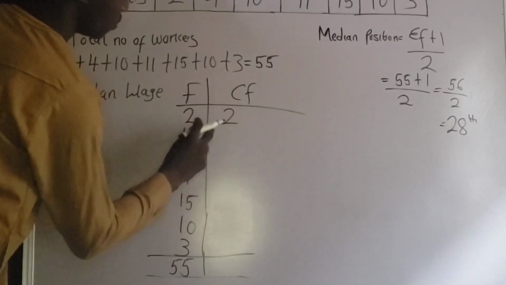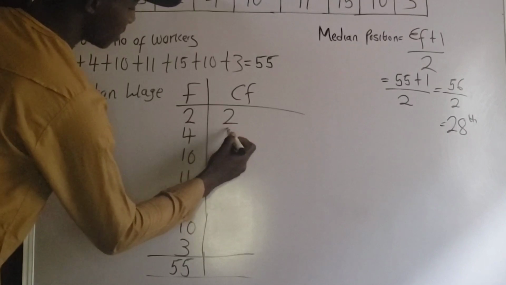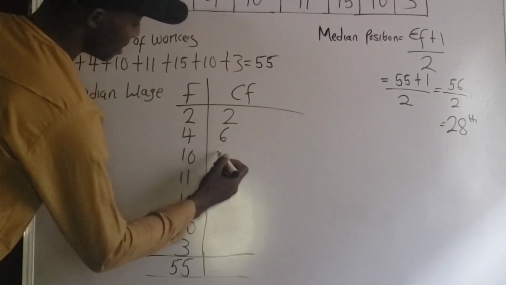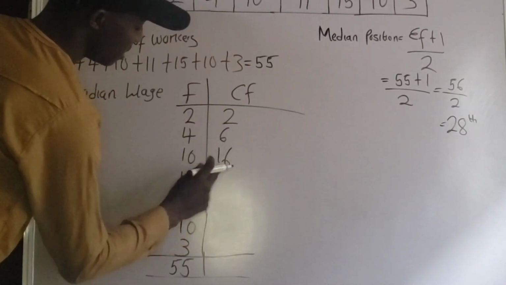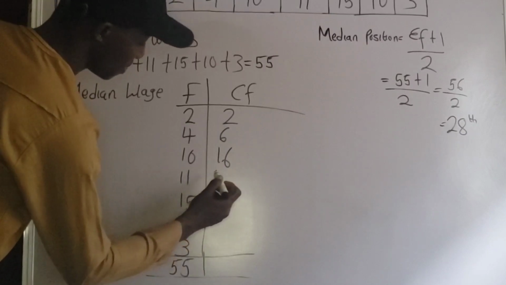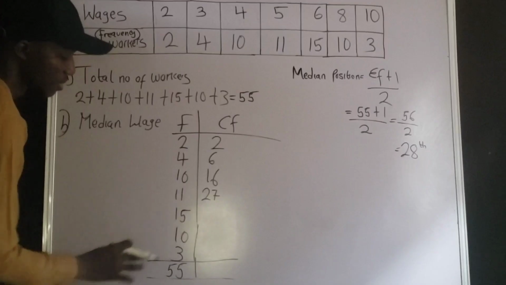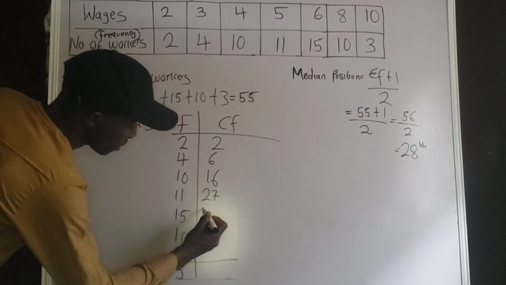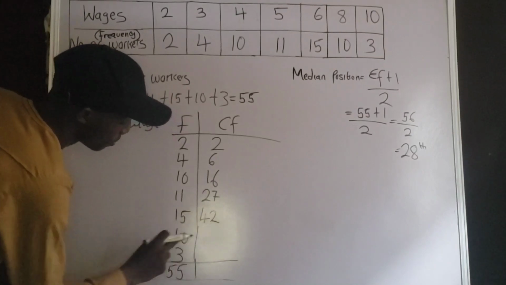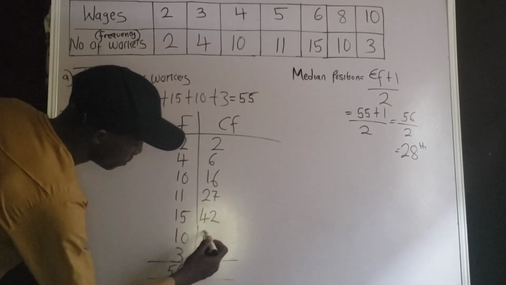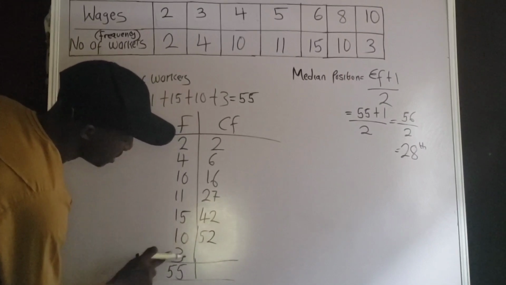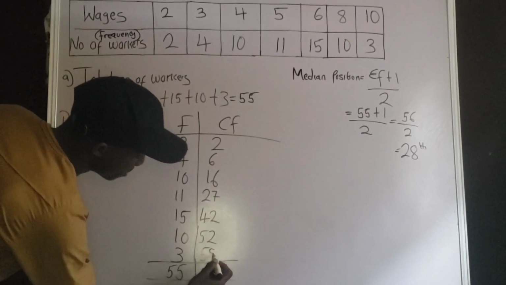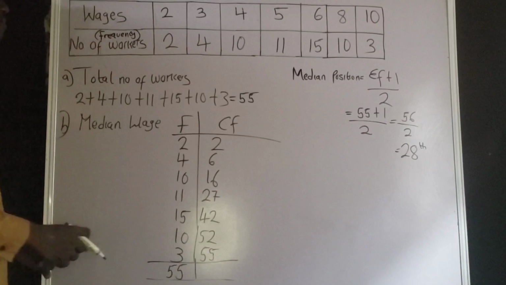So let us construct the cumulative frequency. For this, I'm going to have 2 plus 4. This is 6. 6 plus 10, that is 16. 16 plus 11, that is 27. 27 plus 15, that will give us 42. 42 plus 10, that will give us 52. 52 plus 3, that is 55. So we have constructed the cumulative frequency.